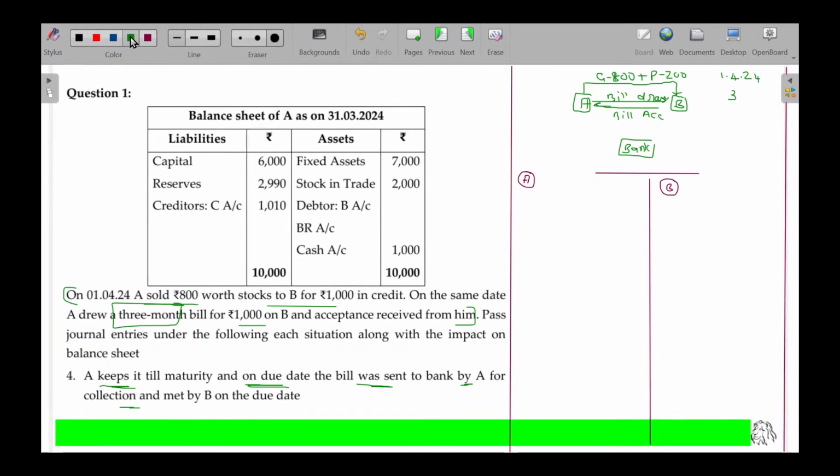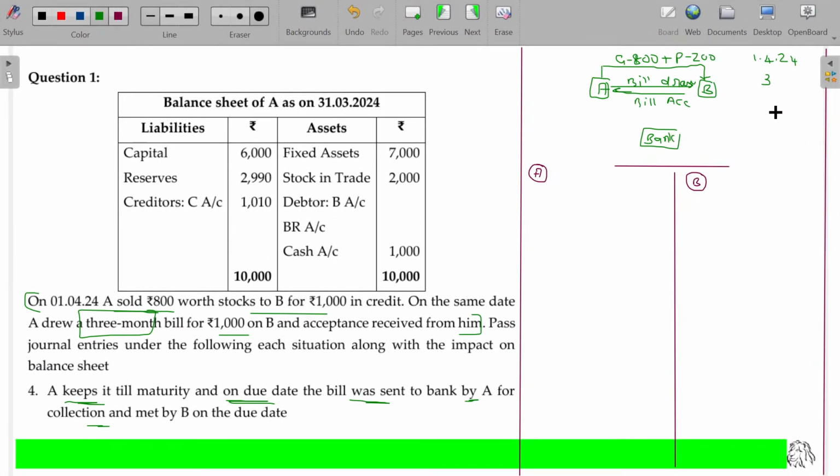So 3 months validity. By default, you have to add 3 days for grace purpose. 4/7/24. So A sends the bill and B's banker collects on behalf of A. It is not discounting. Like you deposit your check into the bank for collection, you are depositing the bill for collection. Bank takes the responsibility to collect the money from B. Yeah, of course, for that he will have slight charges also. Right? No issues here. Now we can pass journal entry here one after one.